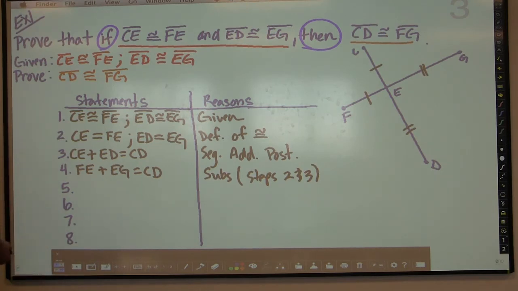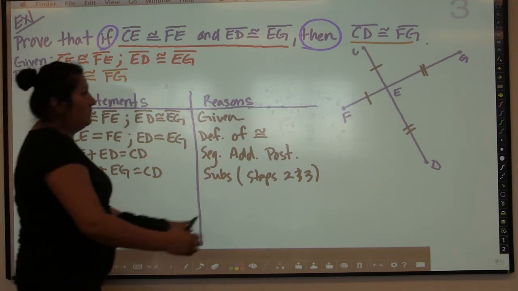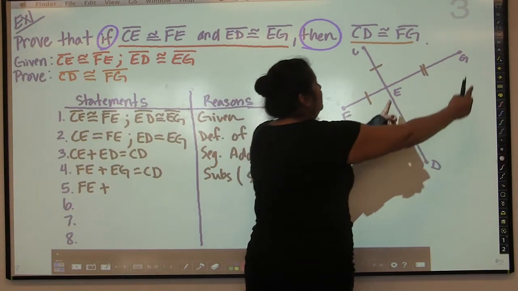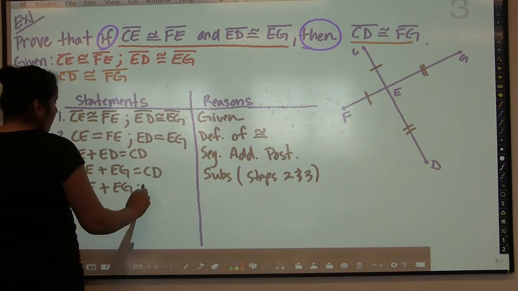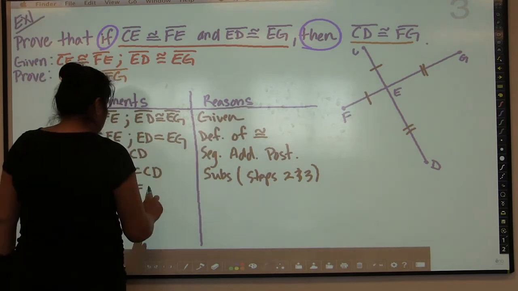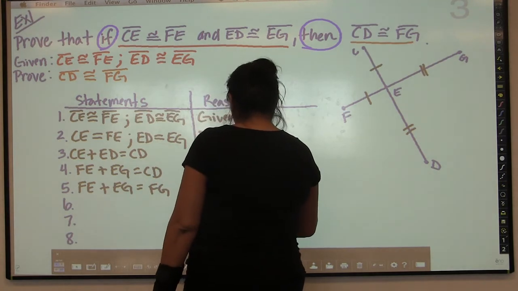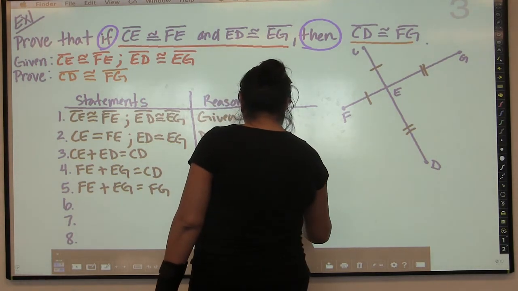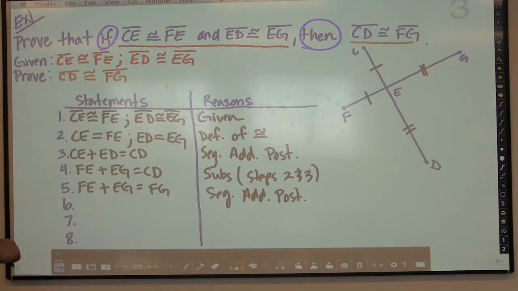And then we're going to do segment addition postulate again. This time, we're going to say that FE, which is this piece right here, added to EG is equal to the entire segment, which is FG. And again, that's going to be segment addition postulate. Okay? So FE plus EG equals FG.